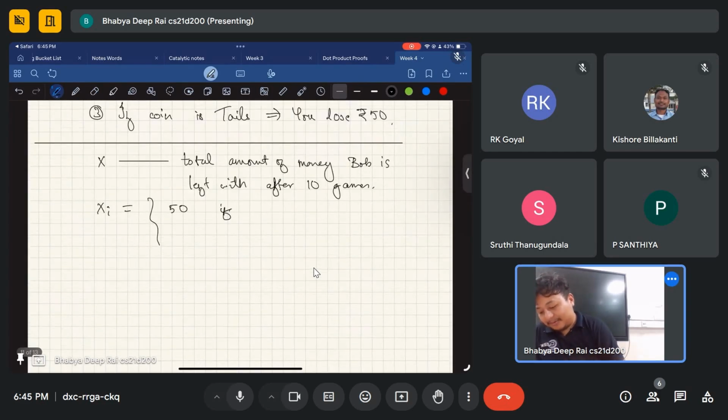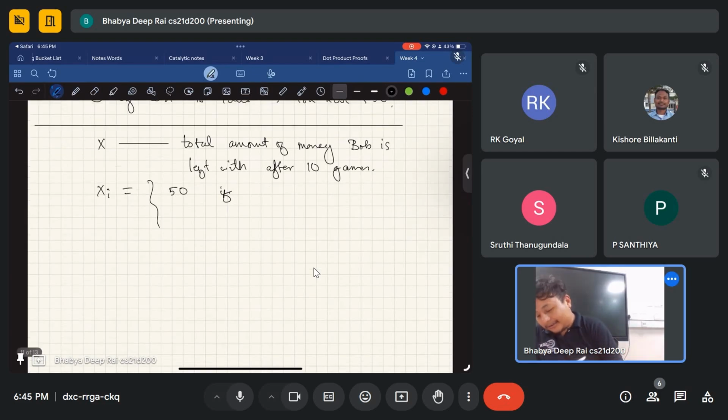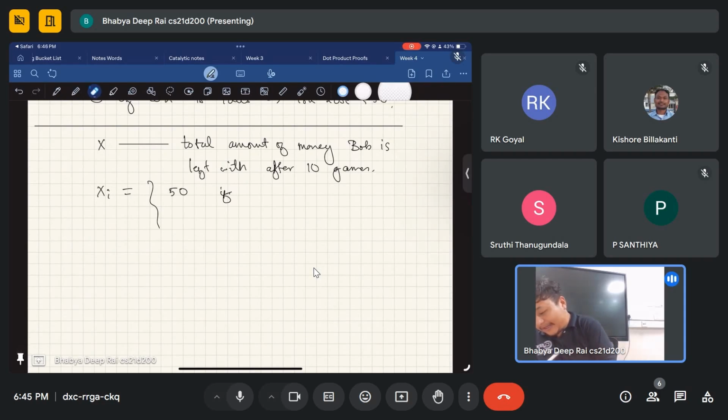So now what we have is he's playing 10 games. Now we assume that each of the 10 games are independent from each other. Okay, because it's only natural that one game does not affect the other because it's simply a coin toss, right? So now we define X to be the total amount of money Bob is left with after 10 games. Now, xi, each game, same thing. Bob wins 50 if heads, with probability half, and loses 50 with probability 1 minus P, which is half.